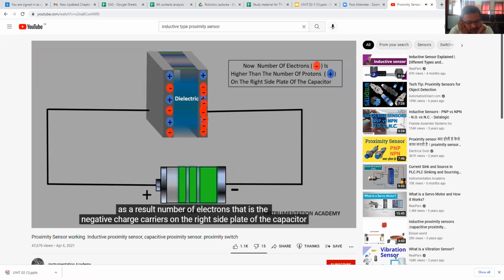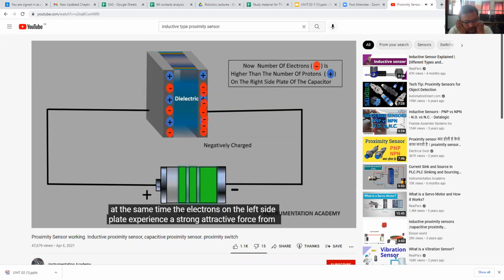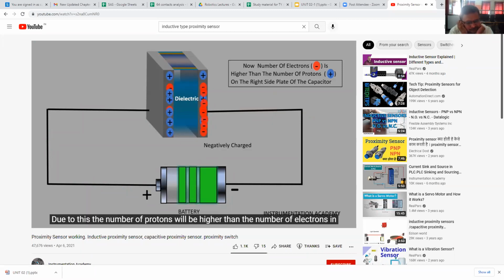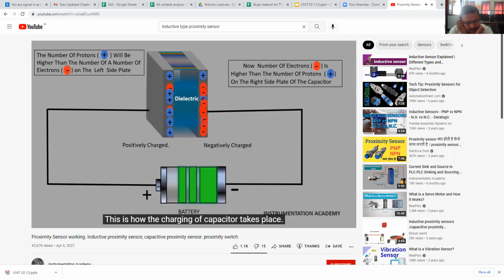As a result, number of electrons, that is the negative charge carriers on the right side plate of the capacitor, will be higher than the number of protons, that is the positive charge carriers. Due to this, the right side plate of the capacitor becomes negatively charged. At the same time, the electrons on the left side plate experience a strong attractive force from the positive terminal of the battery. As a result, the electrons leave from left side plate and will be attracted towards the positive terminal of the battery. Due to this, the number of protons will be higher than the number of electrons in the left side plate, and as a result, the left side plate of the capacitor becomes positively charged. This is how the charging of capacitor takes place.